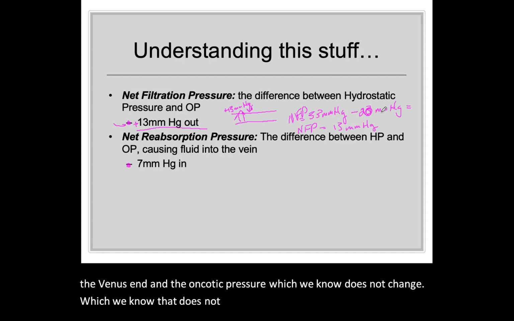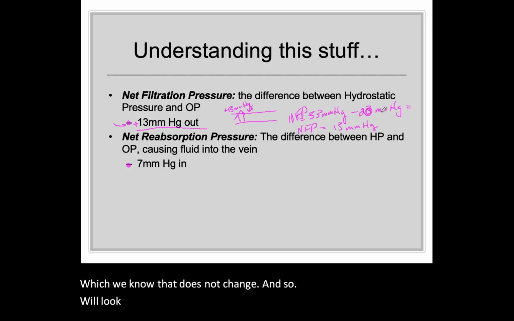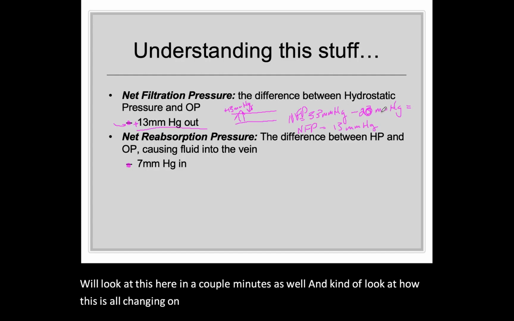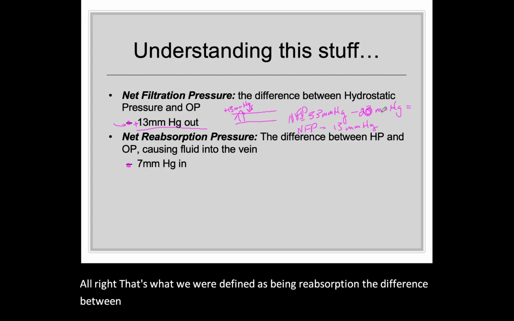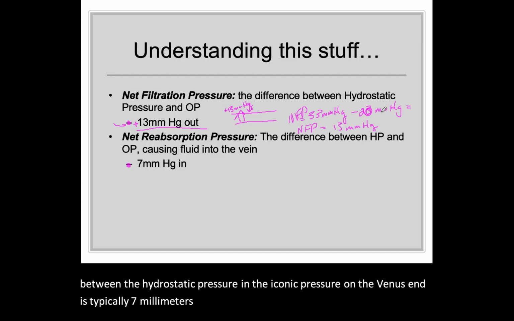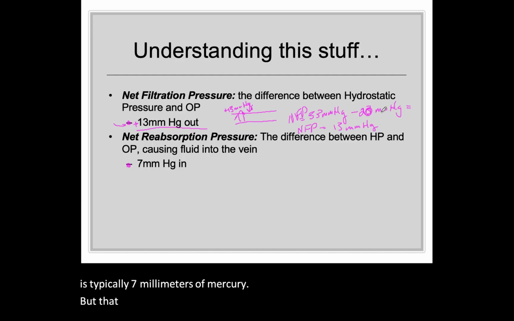And so we'll look at this here in a couple minutes as well, and look at how this is all changing on the venous end. But that is what we would define as reabsorption. The difference between the hydrostatic pressure and the oncotic pressure on the venous end is typically 7 millimeters of mercury, but that pressure is being favored inward.